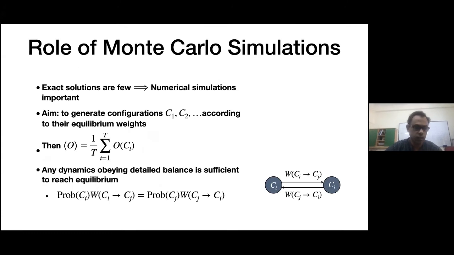In statistical mechanics, Monte Carlo simulations are very important because exact solutions are few. The aim is to generate configurations C1, C2, C3, and so on, according to the equilibrium weights. Once you generate such a sequence, finding the value of any observable is quite easy. And the key to generating configurations with the equilibrium weights is to choose a dynamics that obeys detailed balance, which says that the probability current from C1 to C2 is the same as the one backwards.